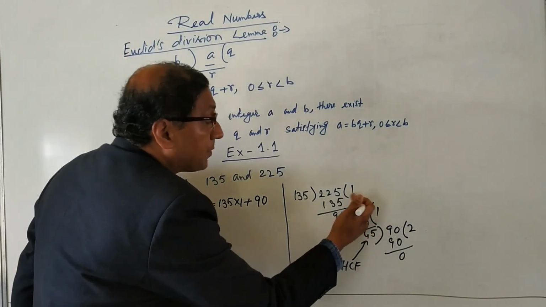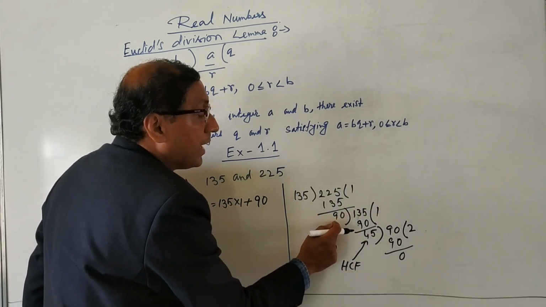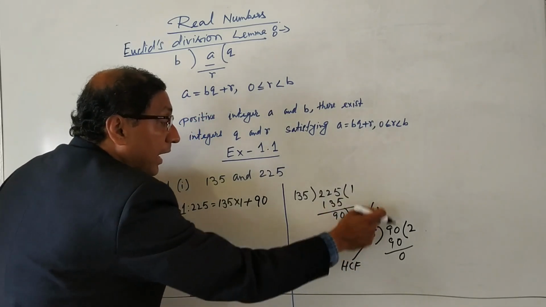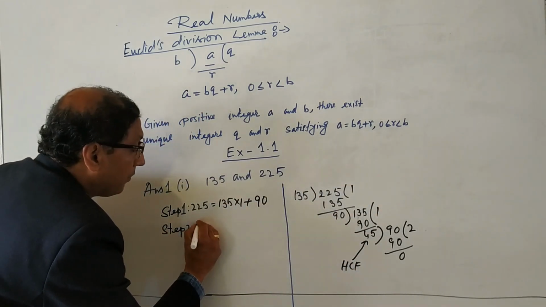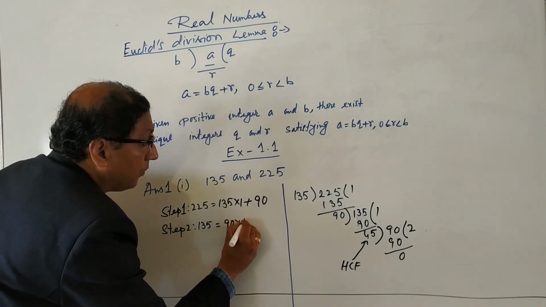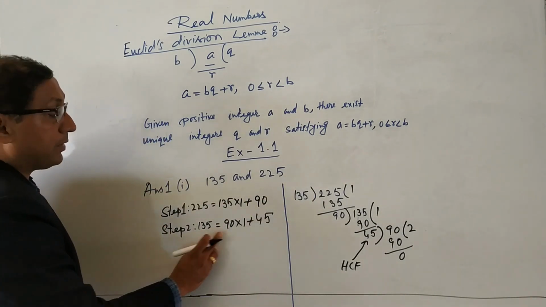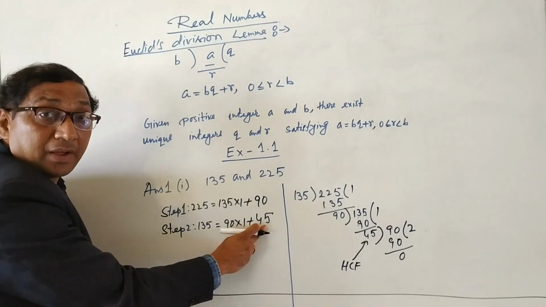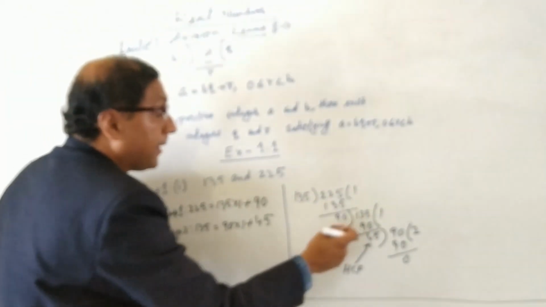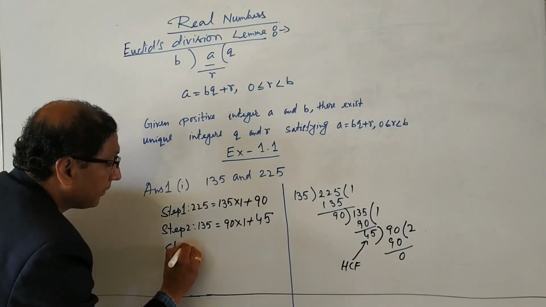Now step 2. Now observe the second division. That is 135 is the dividend, 90 is the divisor, the quotient is 1 and the remainder is 45. Here again use Euclid's division lemma. Then 135 equals 90 into 1 plus 45, right? 135 equals 90 into 1 plus 45. Is it clear? First step for the first division, second step for the second division, and third step for the third division.